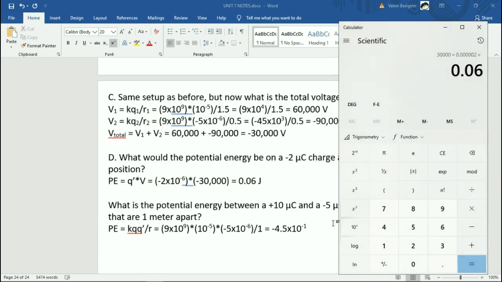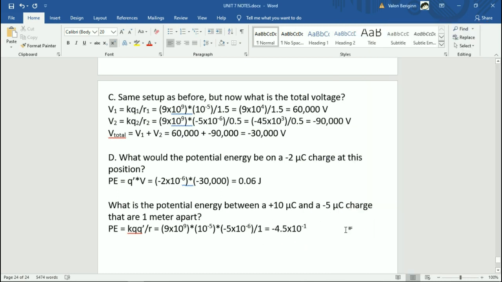Hold on. Yeah, okay, making sure I'm doing this right. So 0.45 joules. And again, the negative here, you don't need it in this case. So in that case, you can jump straight ahead.